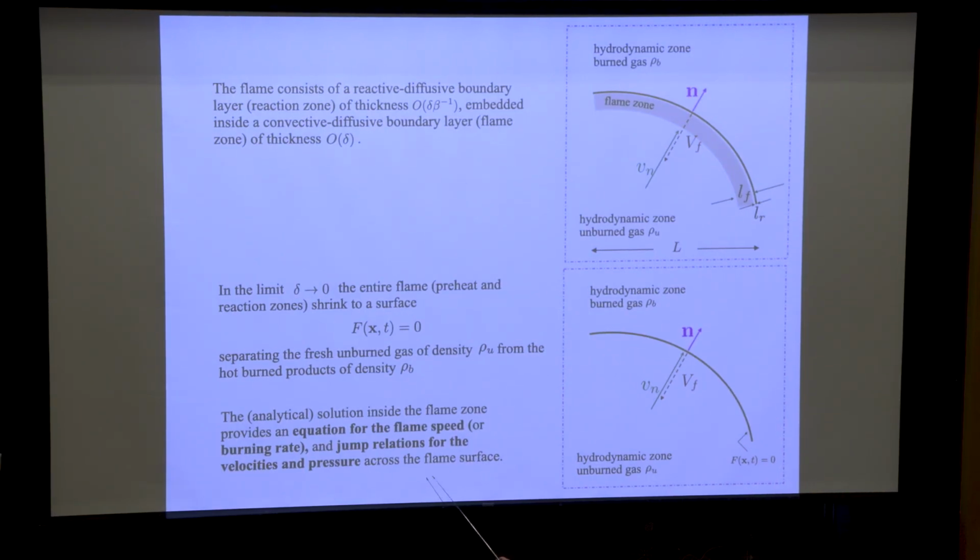So what we need is to find, from inside the flame zone, an expression for the flame speed or the burning rate. That is what I told you earlier, that's not known in general. So we will be able to obtain such a relation, but for thin flames under these conditions, okay?